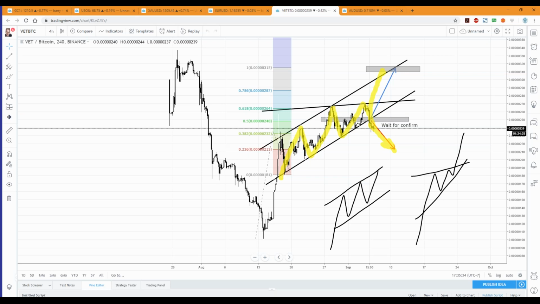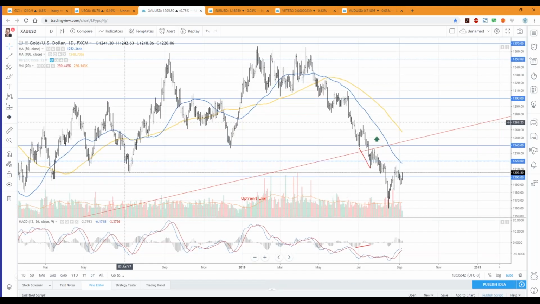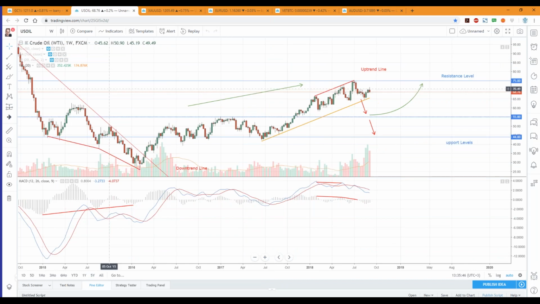So there are all different ways to add this into our trading, and these are just visual clues of predicting how an asset might move. So let me take you back to the PowerPoint.